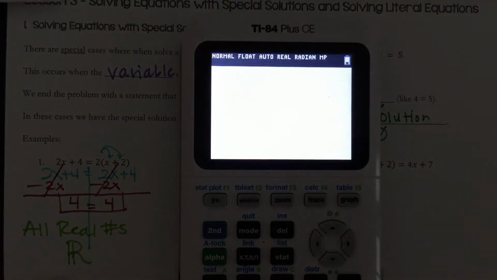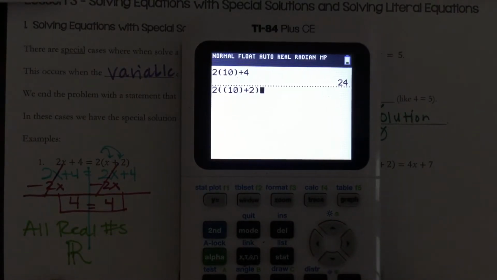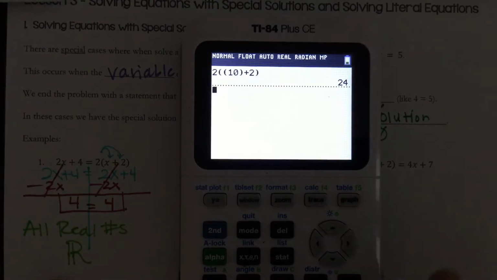Let's try one. Let's suppose that I want x to be 10. On the left-hand side, 2 times 10 plus 4 comes out to be 24. On the right-hand side, 2 times 10 plus 2 also comes out to be 24. Let's pick another number. Let's try a negative number this time. Let's suppose that x is negative 5. The left-hand side, 2 times negative 5 plus 4 becomes negative 6. And on the right-hand side, 2 times negative 5 plus 2 also becomes negative 6.